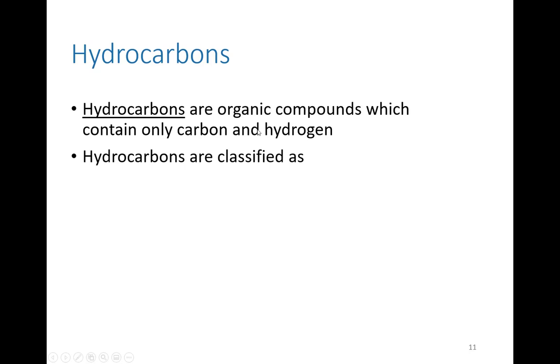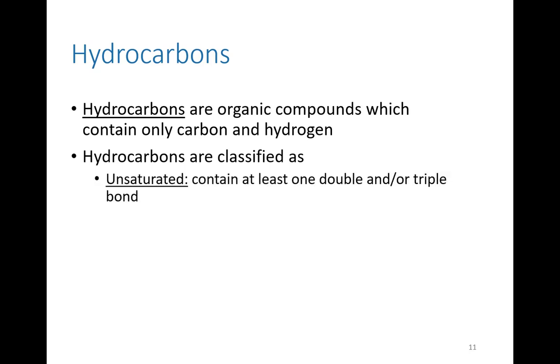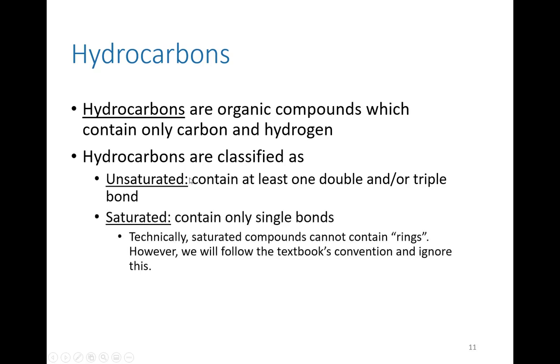We are going to classify them into 2 groups here. First of all, the unsaturated hydrocarbons. Unsaturated hydrocarbons have at least 1 double bond or a triple bond. And those are going to be the focus of the next chapter, chapter 11. And then saturated hydrocarbons, which are ones that contain only single bonds. And that will be, after some introductory material, the focus of this chapter.